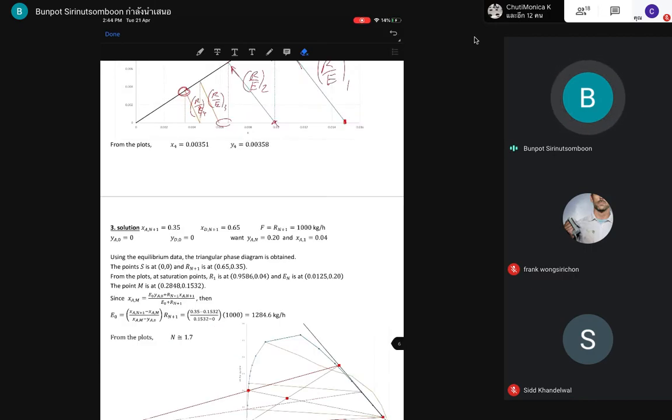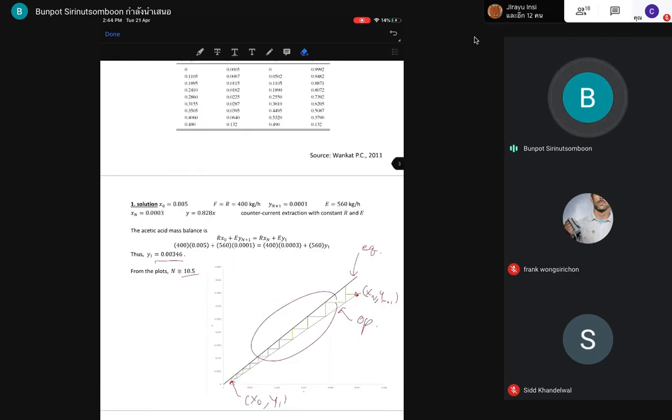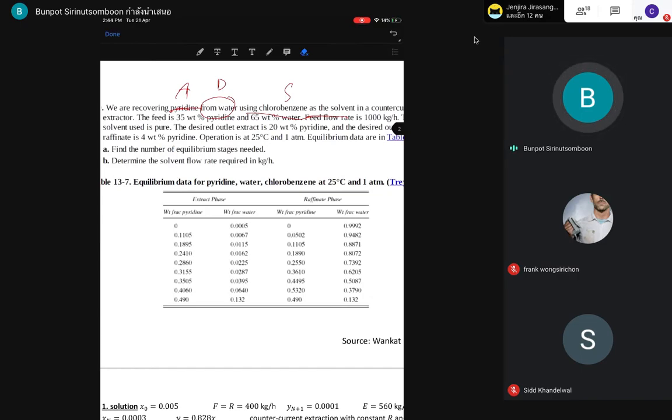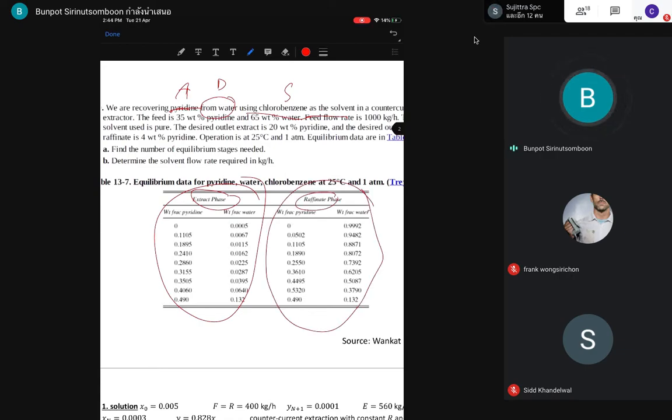Let's look at the table right here. First, you have to identify which data set belongs to which phase. In this problem it's already specified for you that right here is the data for the extract phase, and this set of data is for the raffinate. So they already separated the data for you.